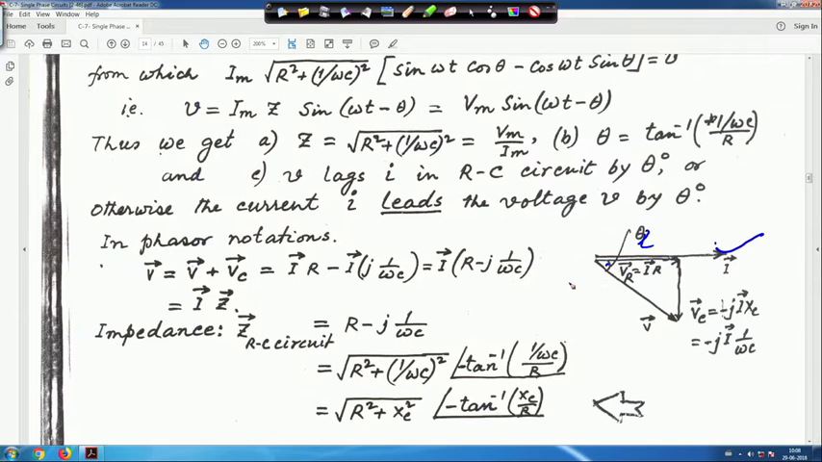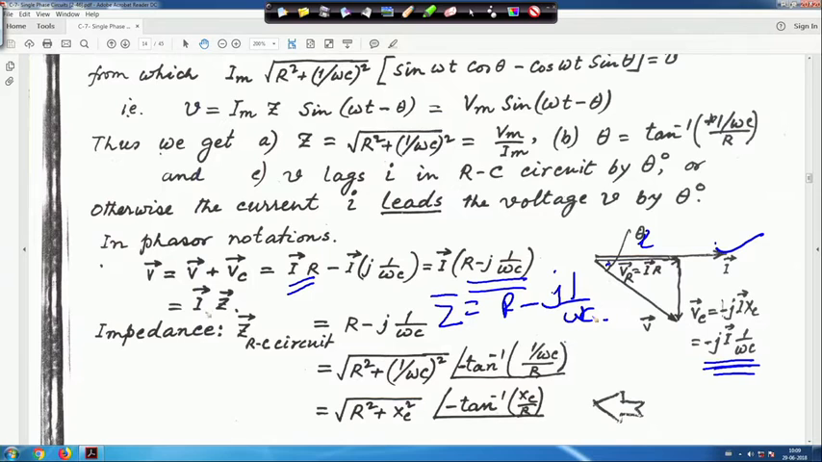So Vc is equal to minus j into I Xc, where Xc is equal to 1 upon omega C. That is minus I into 1 upon omega C, and this is my voltage V. Therefore V is equal to VR plus Vc, that means IR plus Vc, where Vc is equal to minus I into j into 1 upon omega C. So that is equal to R minus j upon omega C. That means the impedance for the RC circuit is R minus j upon omega C.